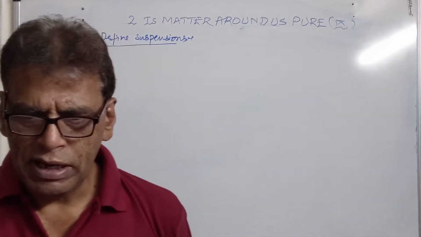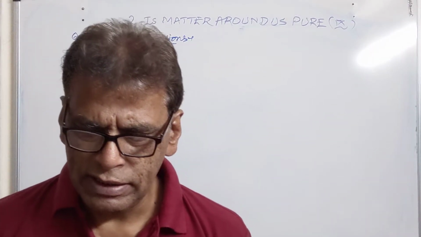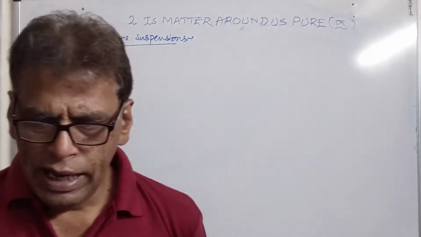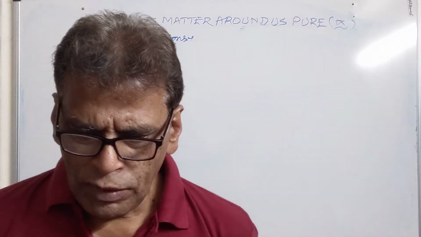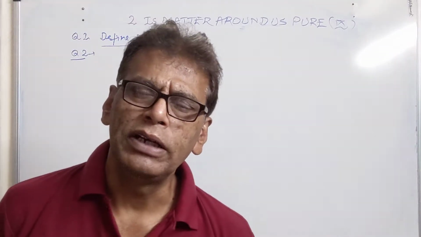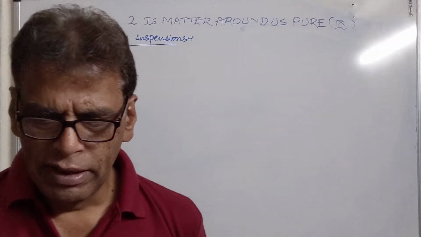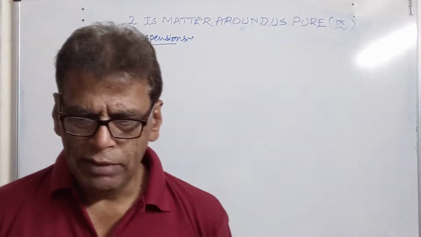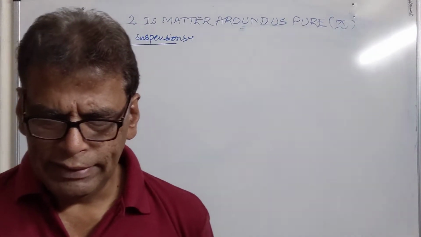Then we have the question: classify the following substances into elements, mixtures and compounds. Sodium comes under the category of pure element. Soil comes under the category of mixture. Then we have sugar solution, which comes under the category of mixture. Silver is a metal, it comes under the category of element. Calcium carbonate is a compound. Tin is an element. Silicon is an element. Coal is a mixture. Then air is a mixture.